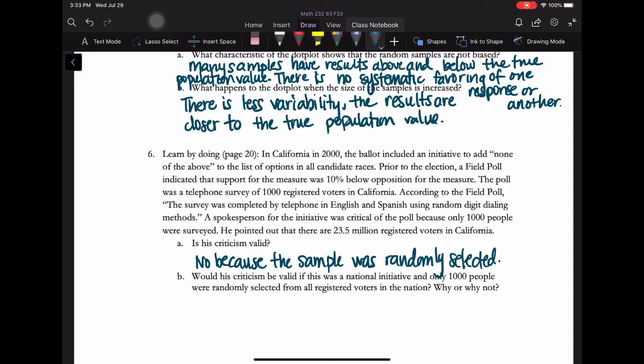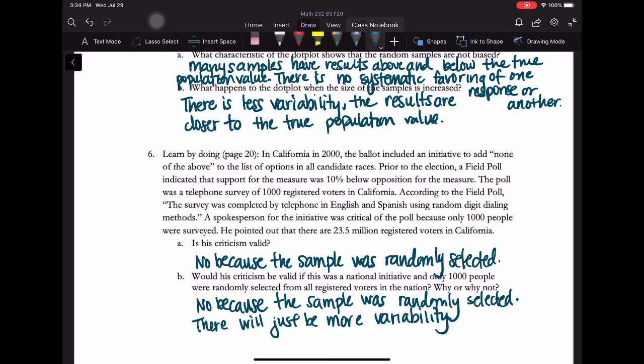What if, would his criticism be valid if only 1,000 people were randomly selected versus the number that were originally selected? And no, because the sample was randomly selected. It doesn't matter what your sample size is. That gives you an idea of variability. If there's a large sample, there's less variability, but that's not going to determine whether a sample was valid or not.